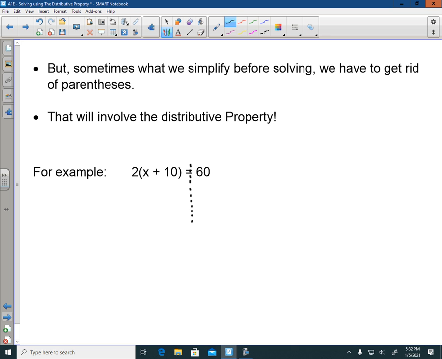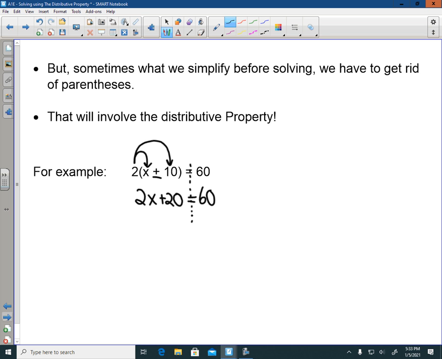The 60 on the right, we can't do anything with it, but on the left, we can simplify that. We can simplify because we can distribute this 2 onto the x, and we can distribute it onto the 10. 2 times x can be written as 2x, and then 2 times positive 10 is 20. And now that equals the 60 that we didn't do anything with, and we have simplified. Now we go to our solving steps. We're going to start on the side that has the variable, get rid of the term that doesn't, and so we're going to get rid of that 20.